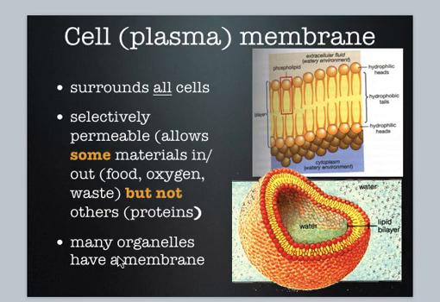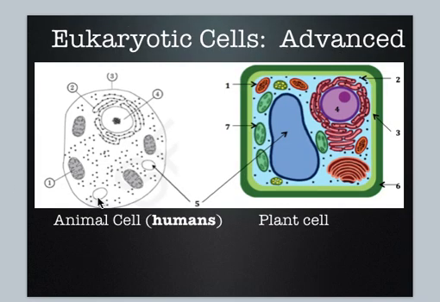Also, many organelles have cell membranes. So this is the cell membrane looking up close. It's actually got a couple of different layers. So you've got circles on the outside and little stringy things on the inside. And we'll learn about that a little bit later. So here is number 3. This is the cell membrane around the entire cell. That's why we call it cell membrane.